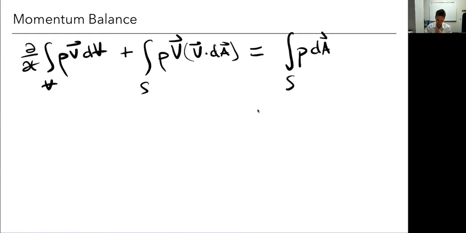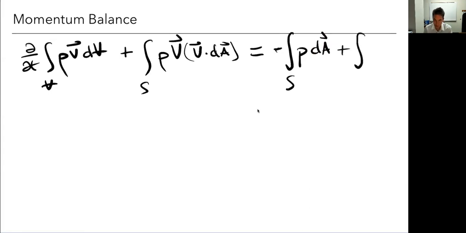And I need a minus sign because we're looking at pressure, and positive pressure by convention is going to be inward. Our convention for normal dA is going to be outward, right? So we need a negative sign.